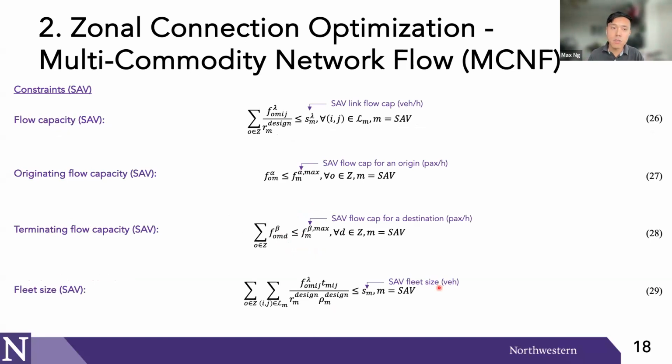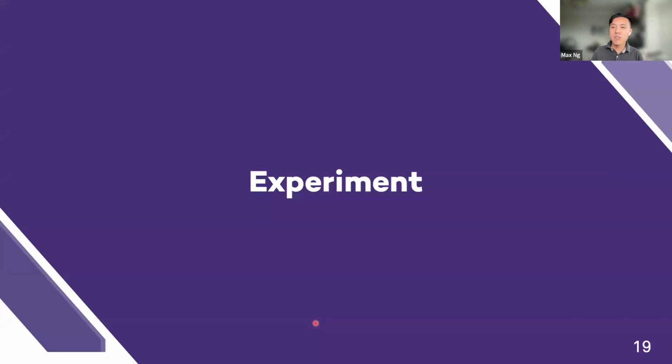Then the last 4 constraints are mostly on the shared autonomous vehicles. We are trying to put a cap on the arc, the origin, and also the destination. And we also use a fleet size to govern the whole network, how many people we can serve within the whole network. So with this formulation, let's look into how they would behave.